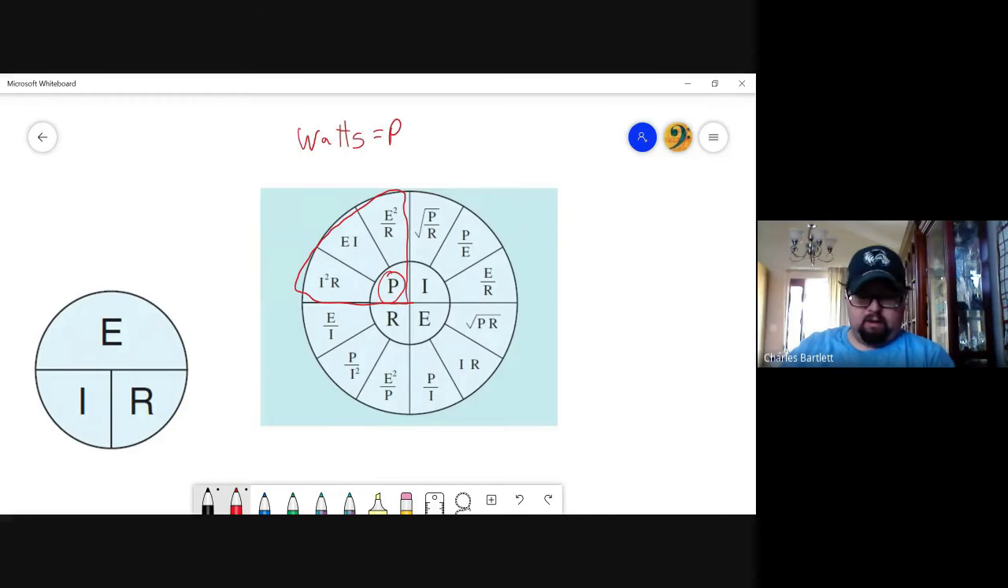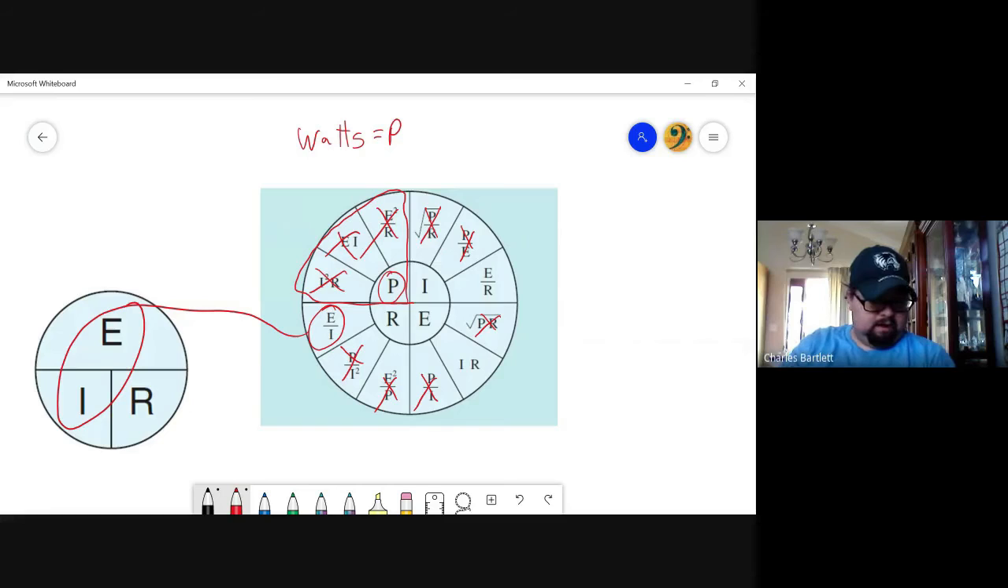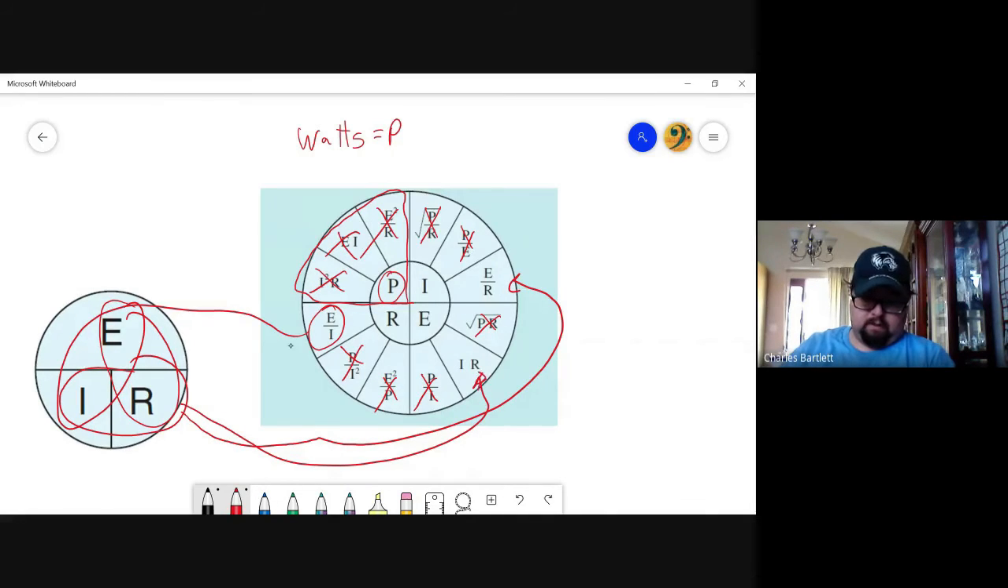Okay, but do we have the other equations? So if we cross out all the equations that have P in them, what are we left with? We're going to cross all the P equations out. Do we have E divided by I? Yes, we do. Do we have E divided by R? All the way around. Yes, we do. And do we have I times R? Yes, we do. Right there.